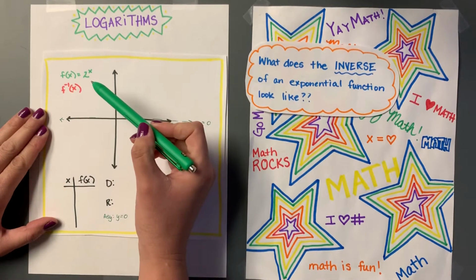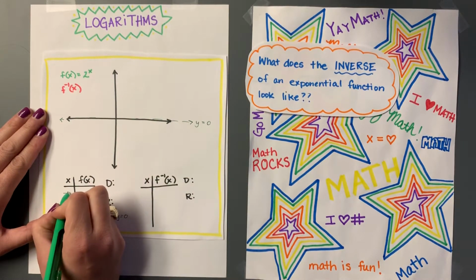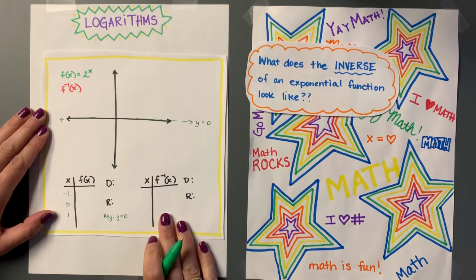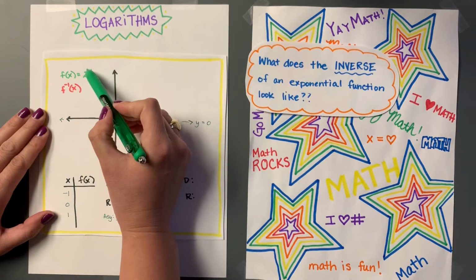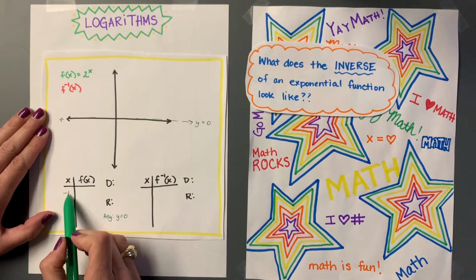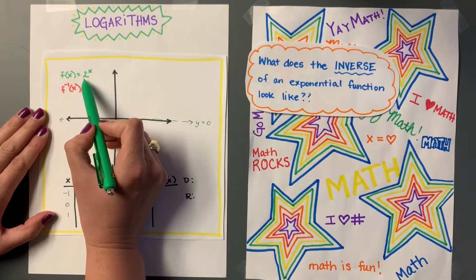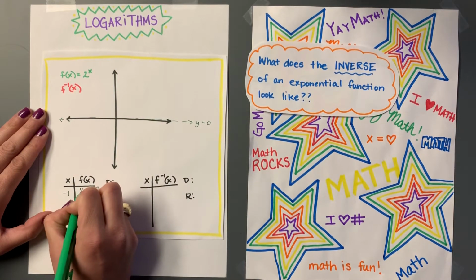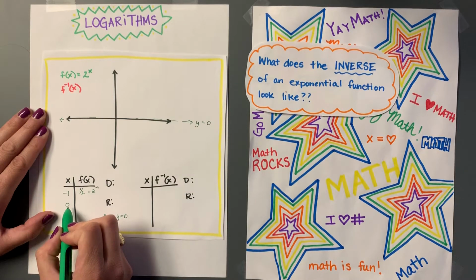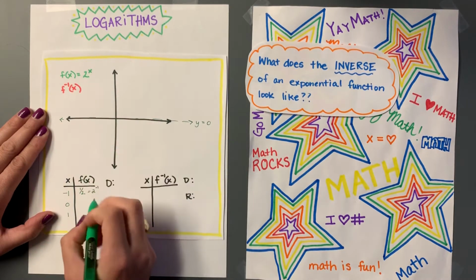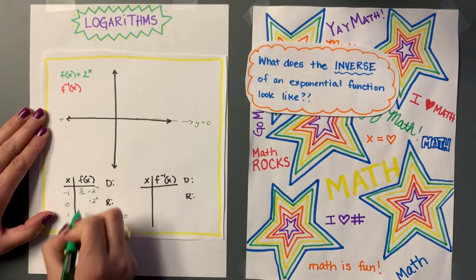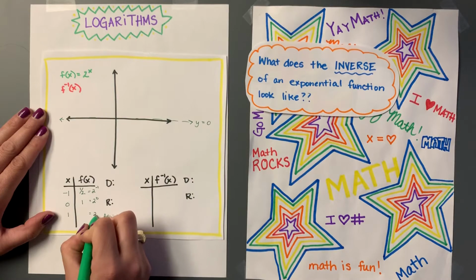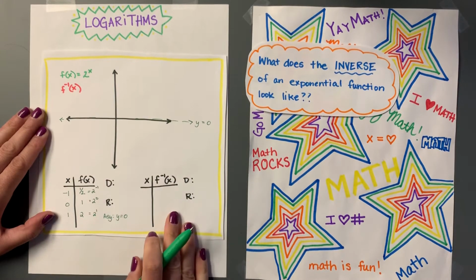There were 3 values of the exponent that we said are good to plug in, and those are -1, 0, and 1. Those are just going to be my x values here because my exponent is just x. So if I plug in -1 for my exponent, I get 2 raised to the -1, which is 1/2. If I plug in 0 for my exponent, I get 2 raised to the 0, which is 1. And if I plug in 1 for my exponent, I get 2 raised to the 1, which is 2.